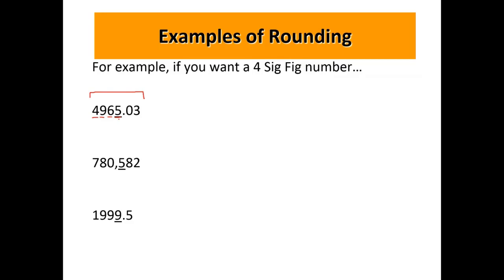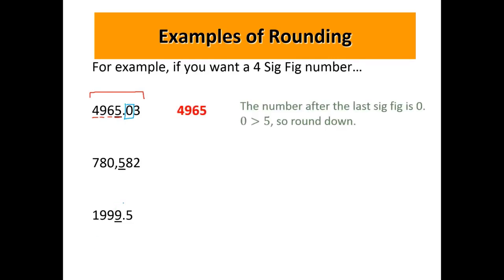You round that up or down based on the number that comes after it. Here, the number that comes after it is this 0. Because of that, is the 4965 going to round up or is it going to stay the same? It's going to stay the same. So this is going to round down. It's going to be 4965.